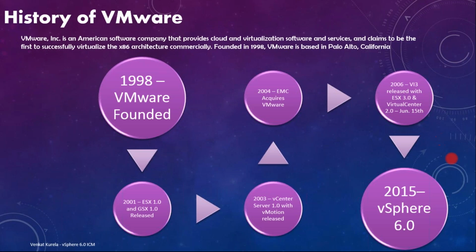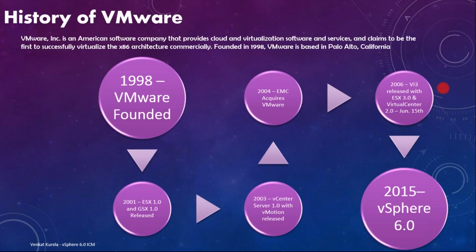And from then, in the year of 2009, VMware released a product called vSphere 4.0. It is VI3, which is Virtual Infrastructure 3, where 3 is a version. In the year of 2009, they released a product called vSphere 4. So what is that vSphere 4? vSphere 4 is just a rename of VI3.